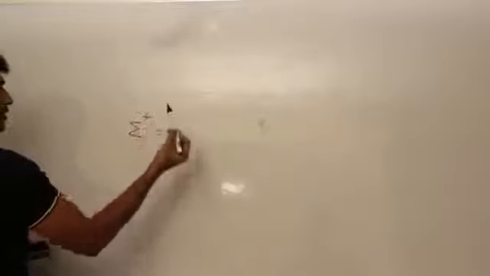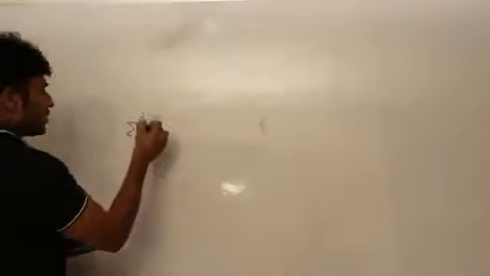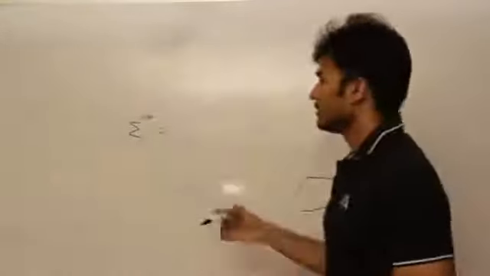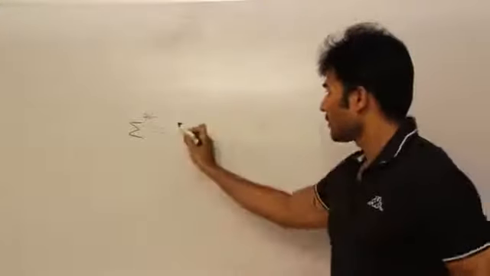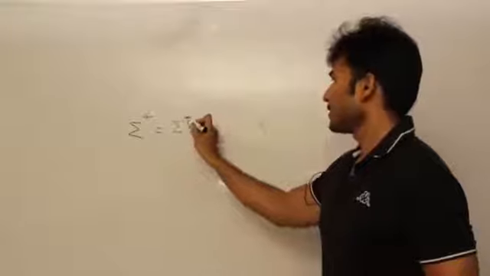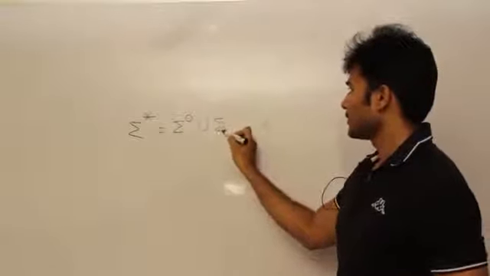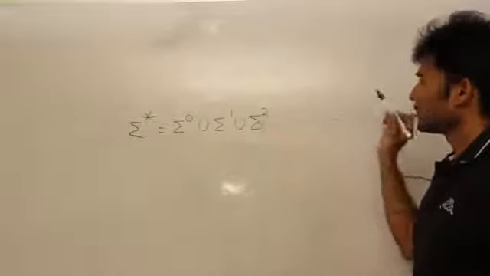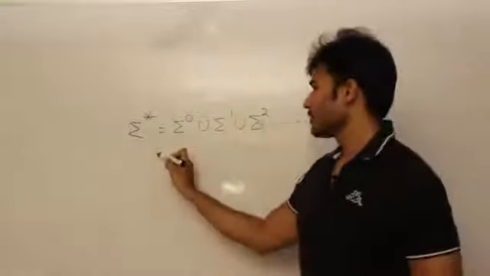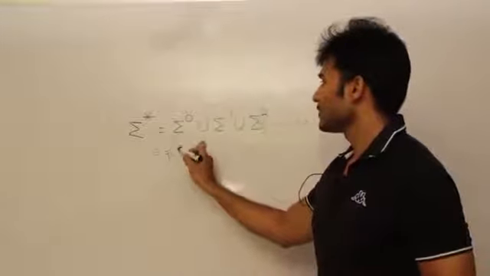Next important concept is sigma star. So sigma star is nothing but, in place of star you can substitute any number starting from 0. So sigma power star is sigma power 0 union sigma power 1 union sigma power 2, and so on. So what is sigma power 0? As you know, sigma power 0 is simply epsilon.